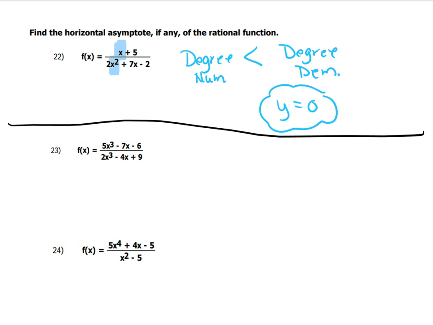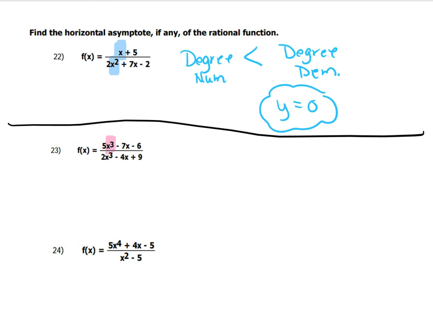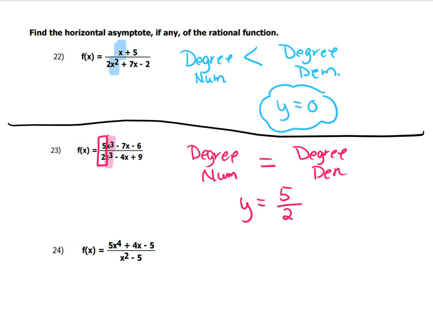Now, on the next one, the degree of my numerator is the same as the degree of my denominator. So when the degree of the numerator equals the degree of the denominator, you take the ratio of the coefficients, that fraction right there. So my answer is y equals 5 halves.